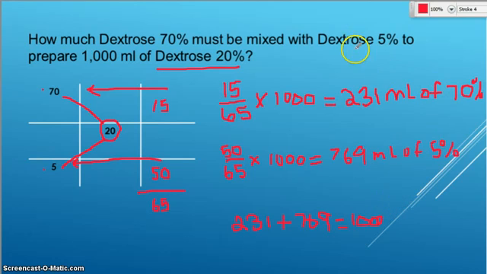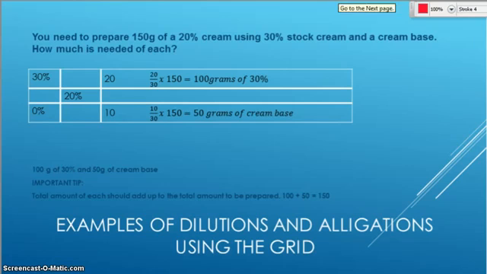Okay, let's take a look at another one. On this one, we need to prepare 150 grams of a 20% cream using a 30% stock cream and a cream base. Remember I said that you could use this grid for dilution problems, and this is a dilution problem. We're mixing something with a base to make it weaker. So, again, we ask ourselves the same questions. What strength are we trying to make? We're making 20%. So that's what goes in the center.